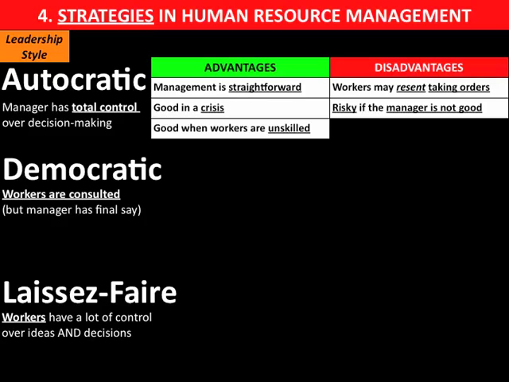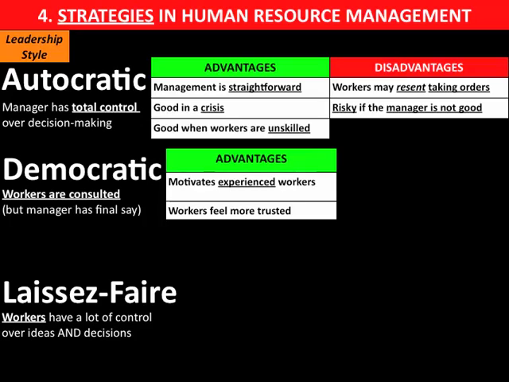A democratic way of doing things is becoming much more common. It's better for experienced workers. So if you get that Section 3 question that says the workers are all very experienced, I wouldn't recommend an autocratic method, because experienced, highly skilled workers are not going to like it, and they're going to be able to find a job somewhere else because they do have those skills and that experience. And the workers are also going to feel more trusted.